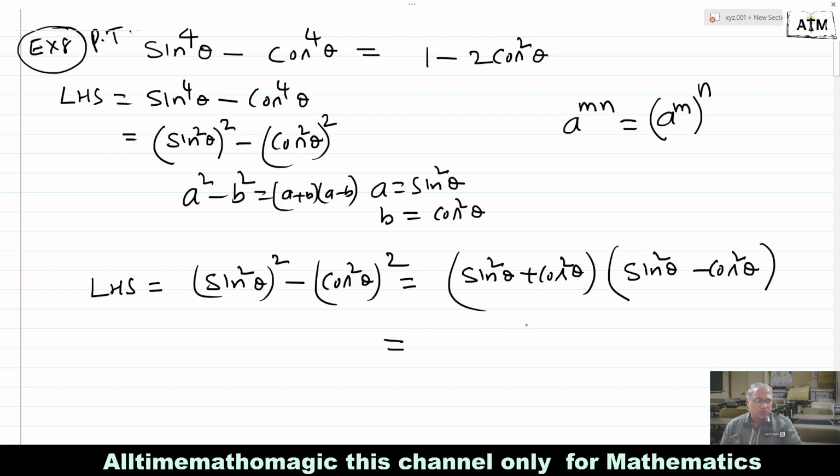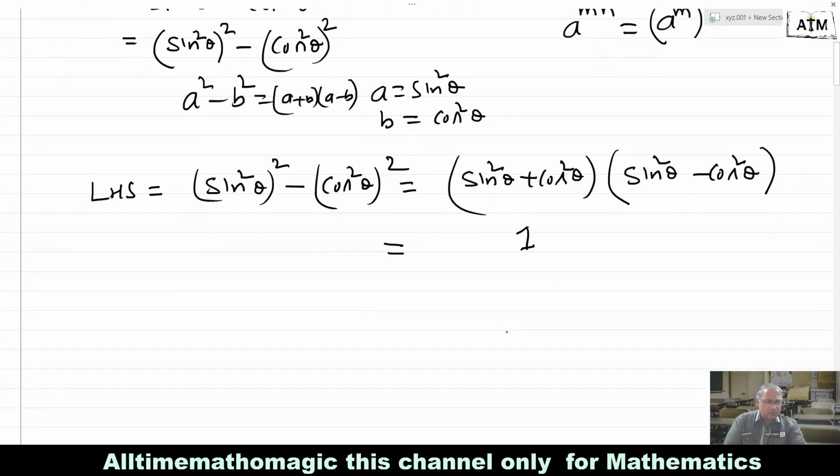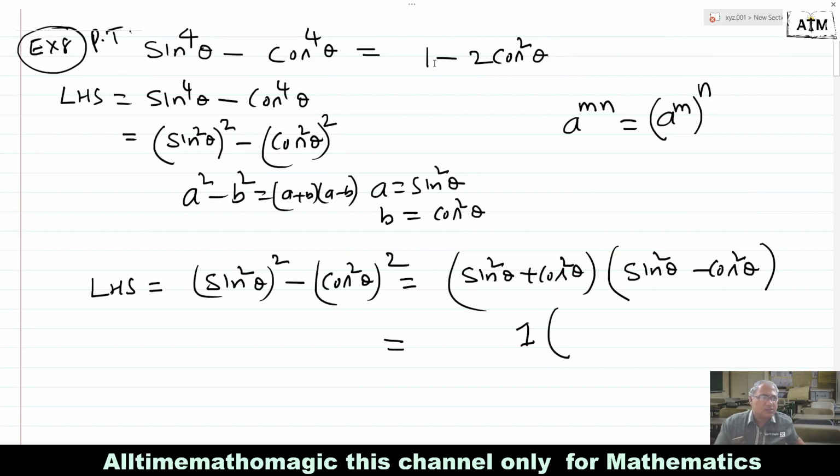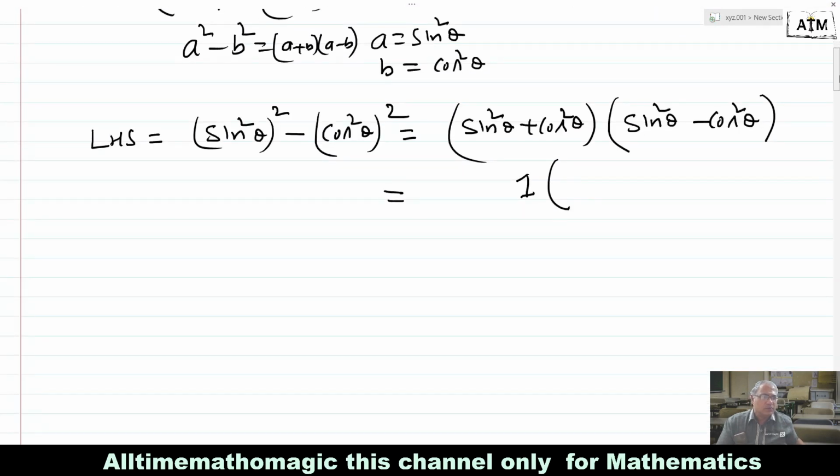Now sin square theta plus cos square theta equals 1. So we are having 1 there. And what is there in the answer? In the RHS, there is no sin term. So to remove the sin term, we have to convert into cos. So we know the formula, sin square theta equals 1 minus cos square theta. So in place of sin square theta, I shall be writing now 1 minus cos square theta, and this is already there. So minus cos square theta.